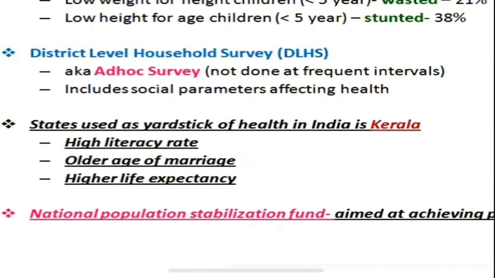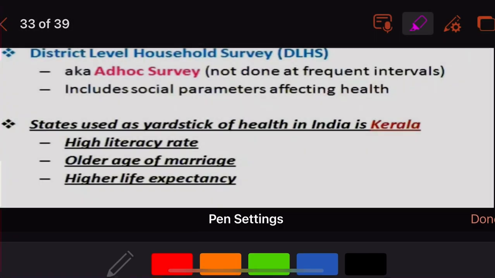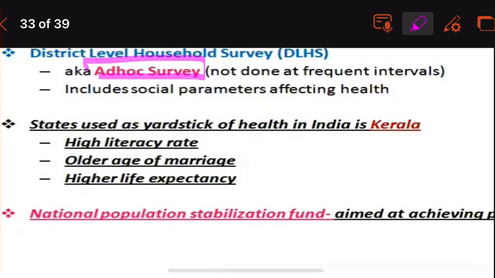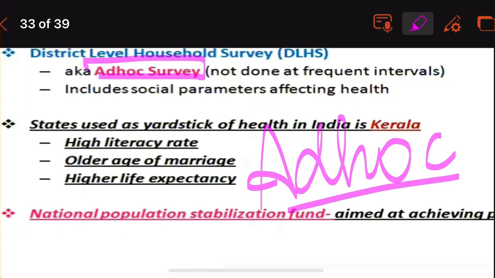Then we have the district level household survey. The district level household survey is also known as an ad hoc survey. It is not done at frequent intervals.